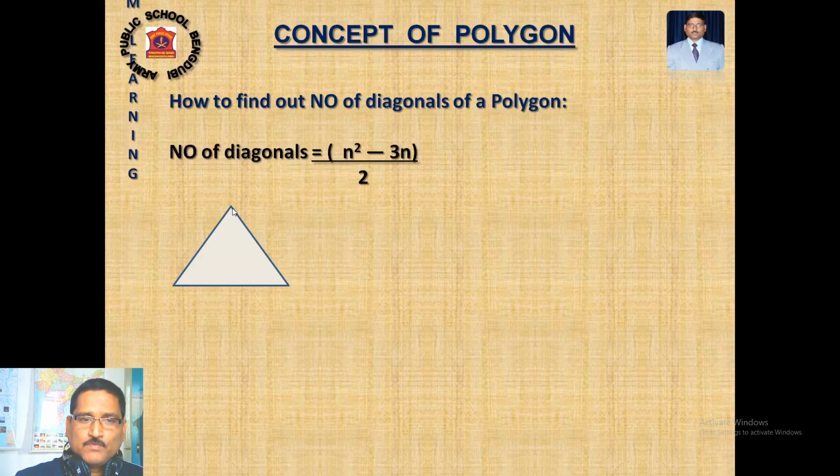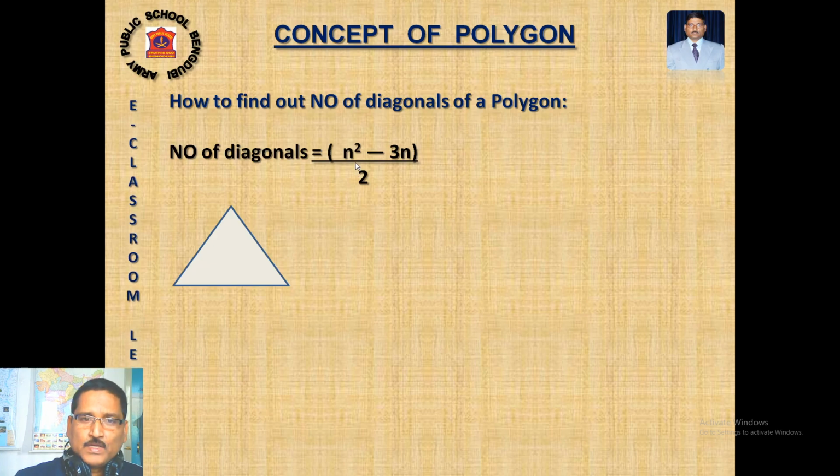Suppose if I start from here, this will not be the alternate, this will be after one. The alternate position is this, but if we draw a diagonal here, it will lie on that line segment only. And if we start from here, the diagonal will lie on this side only. If we start from here, the diagonal will lie on this only. So in the case of a triangle, we will not be able to draw any diagonal.